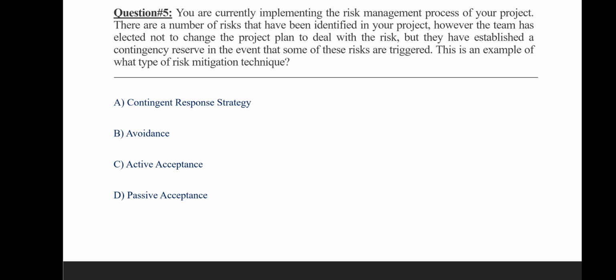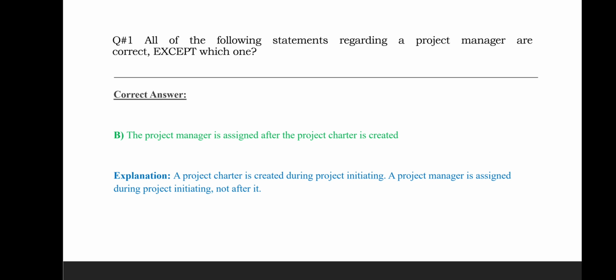And sometimes these questions are a little bit different from the next questions. Therefore, read these questions very carefully. Now we will come to the solutions along with the explanation. Question number one, the answer is the project manager is assigned after the project charter is created.